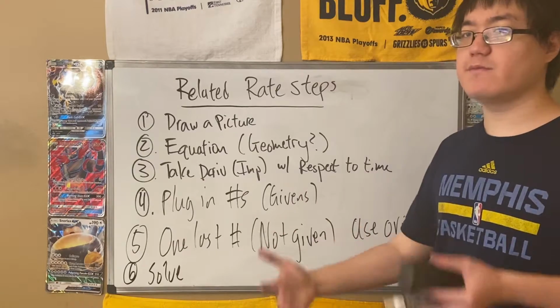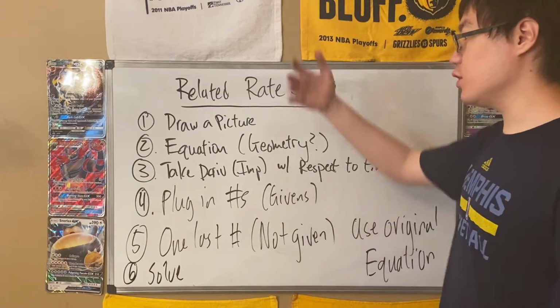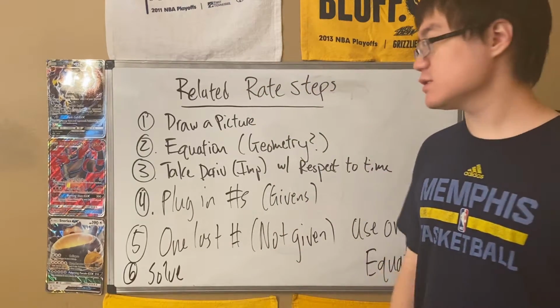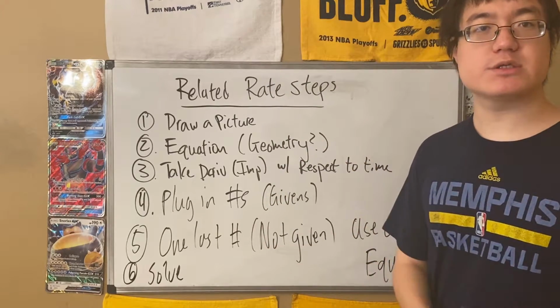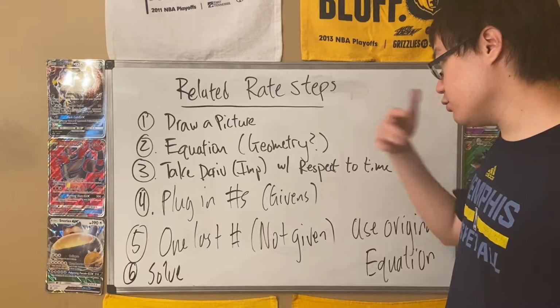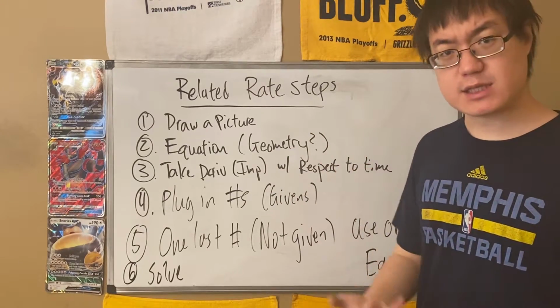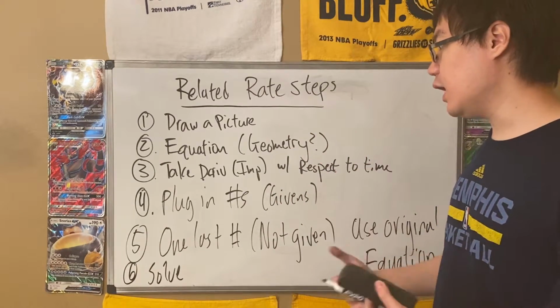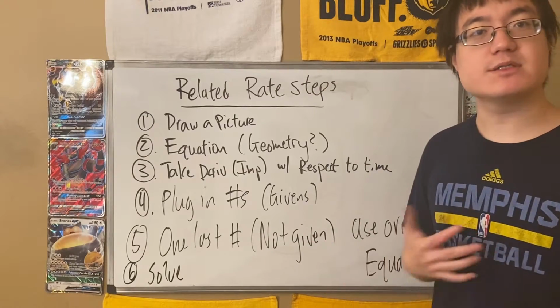So I guess we can write step 6, solve. So a pretty repetitive process again. We're going to draw a picture if the picture helps us. We're going to come up with an equation. Potentially it's going to come from geometry like the Pythagorean Theorem. And then we are going to take a derivative with respect to time. That is key. Everything has to be taken with respect to time. So we need to implicitly differentiate.